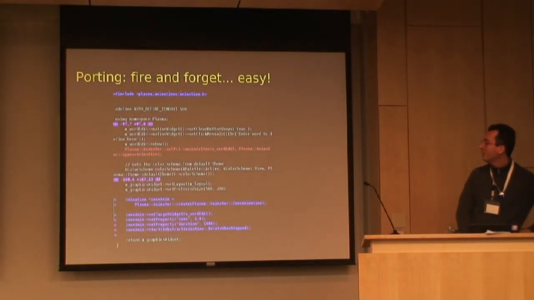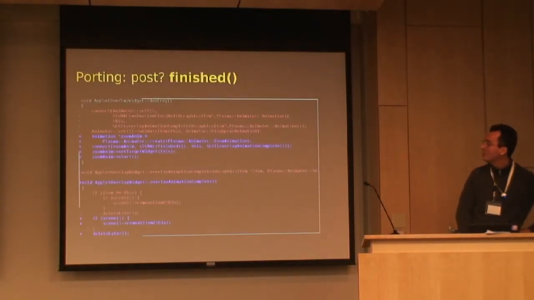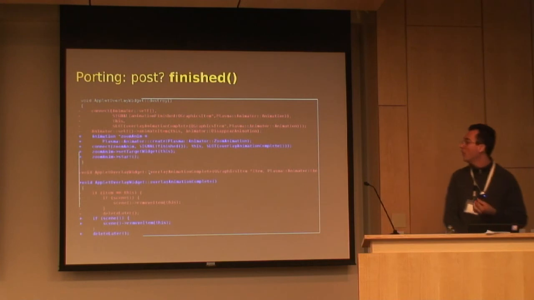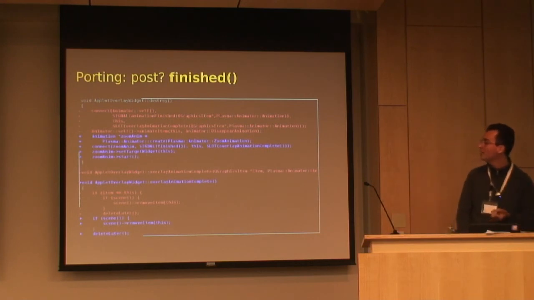But say that you have another case. Say that you have a case, and this is the applet class on Plasma. The red lines were removed, blue lines were added. This is a more common case. Say that you have to perform something when the animation is over. How do you do that? Well, you have to connect the finished signal of the animation to your slot, the slot that is going to do something when the animation is over. Okay.